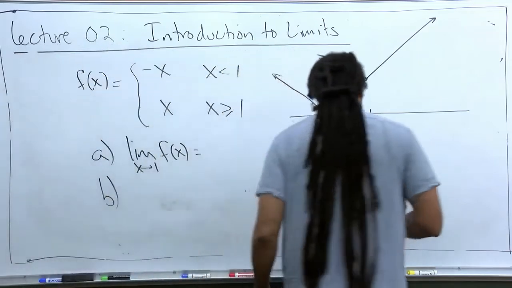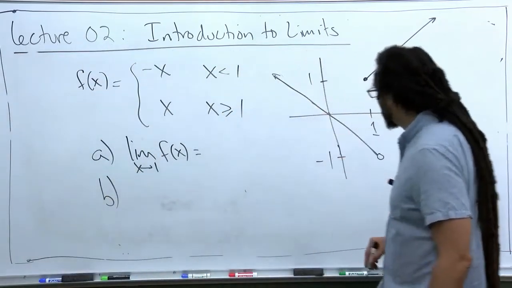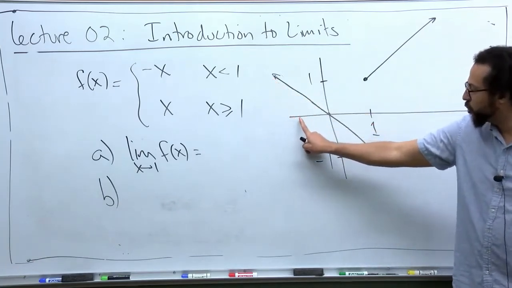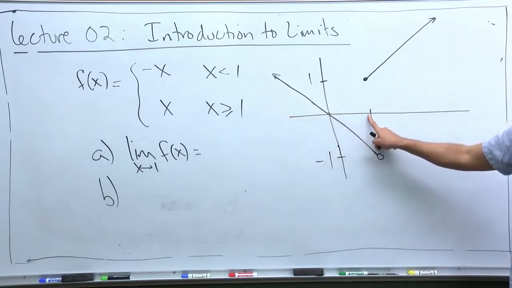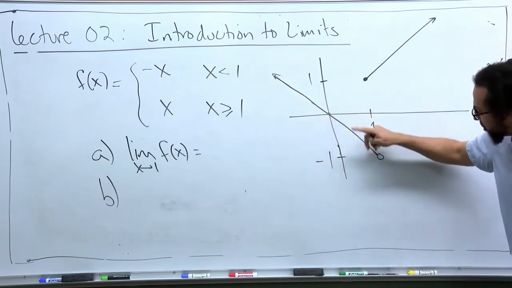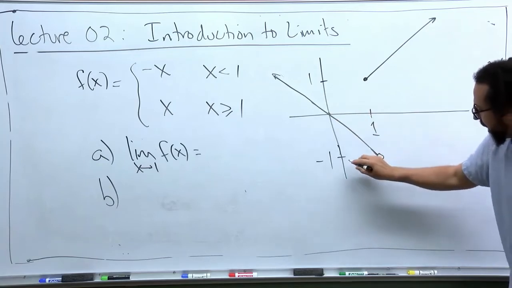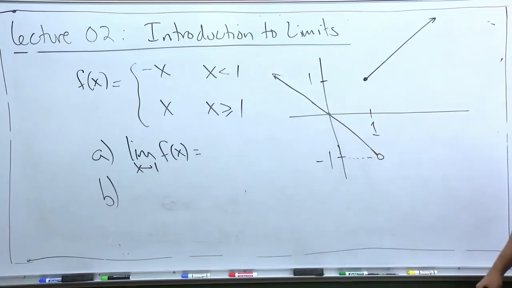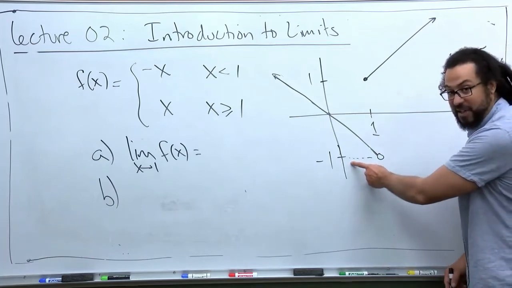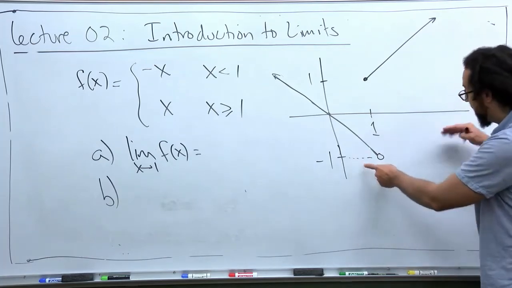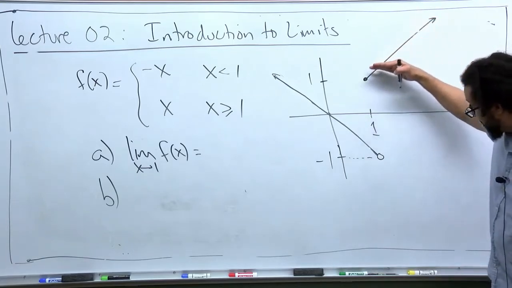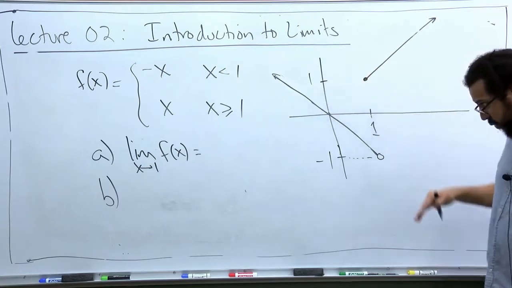Here's how we can answer that. By inspection, as you move towards 1 from the left, the y value gets closer and closer to negative 1. That's, I guess, the left-hand limit. We'll define that in a second. As I move towards 1 from the right, the y value that we get close to is positive 1.